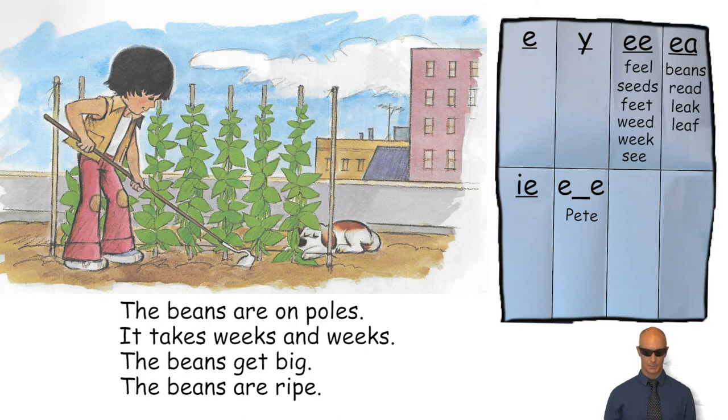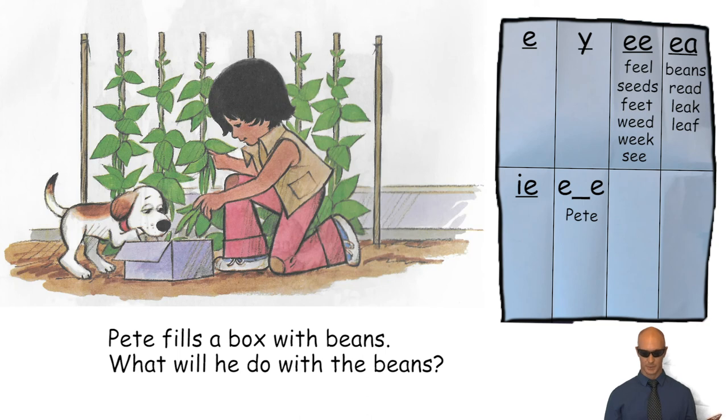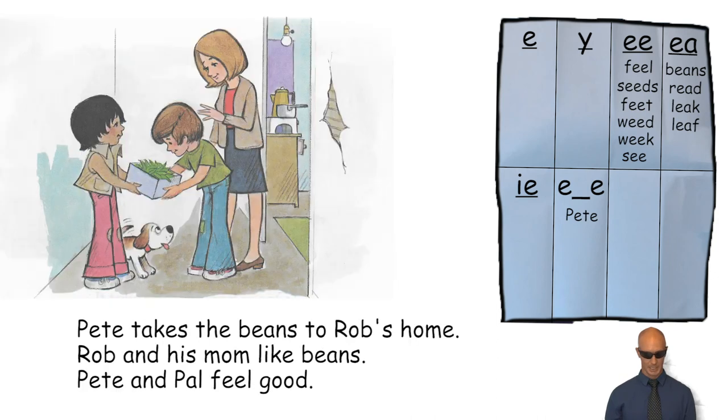The beans are on poles. It takes weeks and weeks. The beans get big. The beans are ripe. Pete fills a box with beans. What will he do with the beans? Pete takes the beans to Rob's home. Rob and his mom like beans. Pete and Pal feel good. I think we have all those on that page.